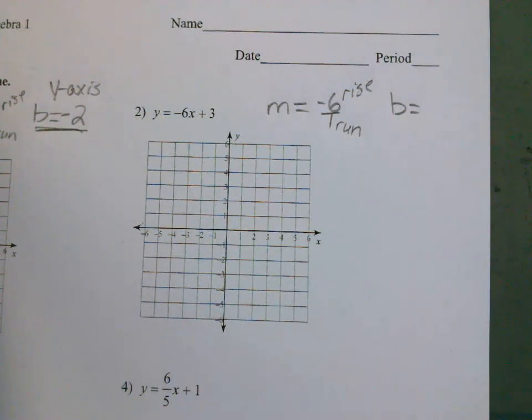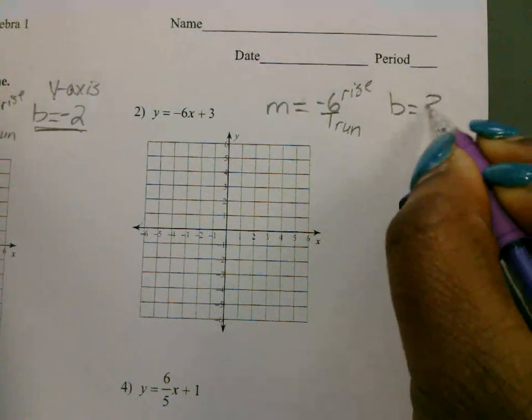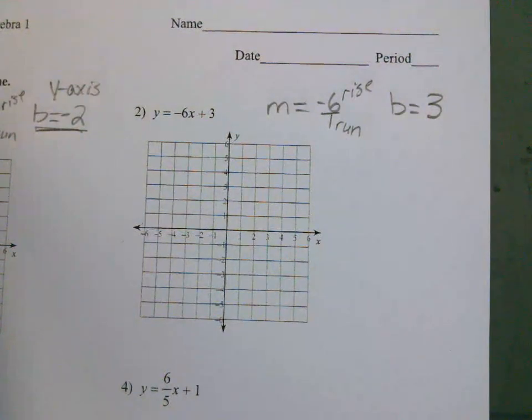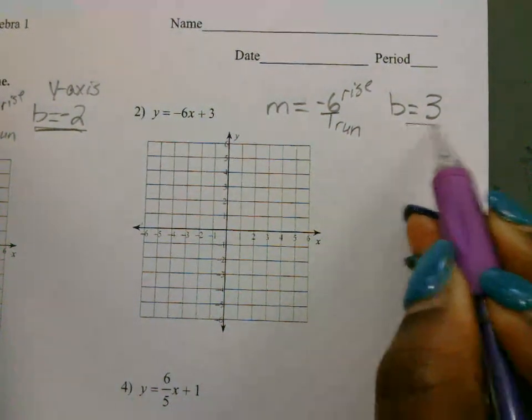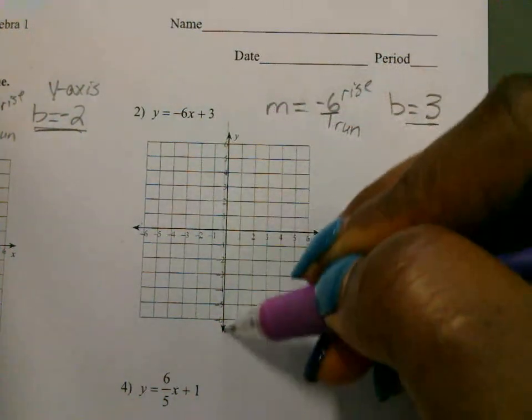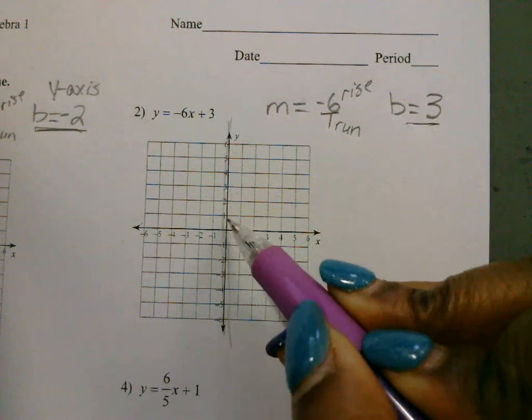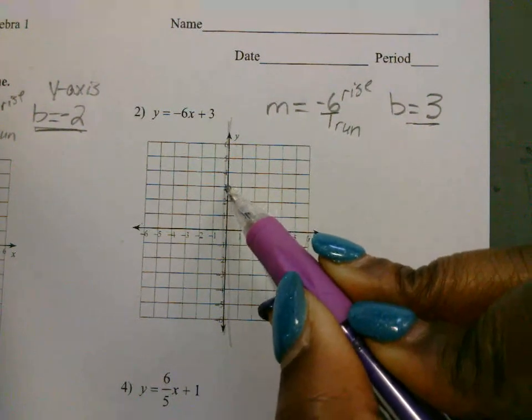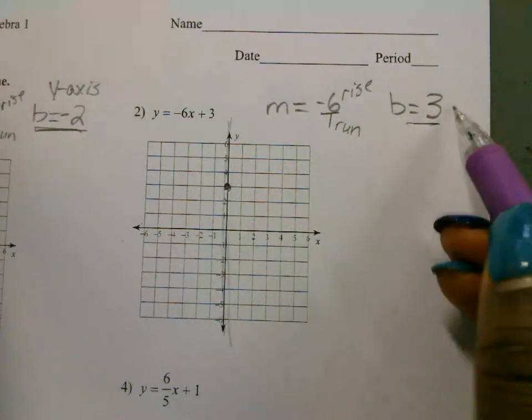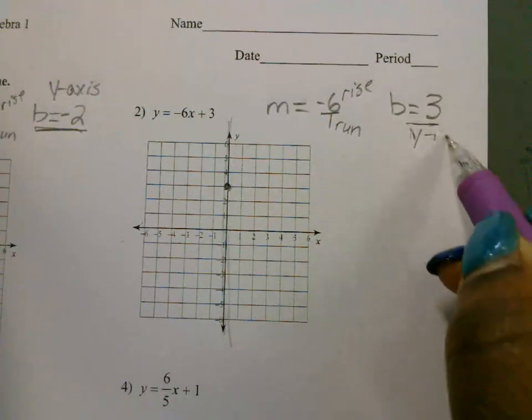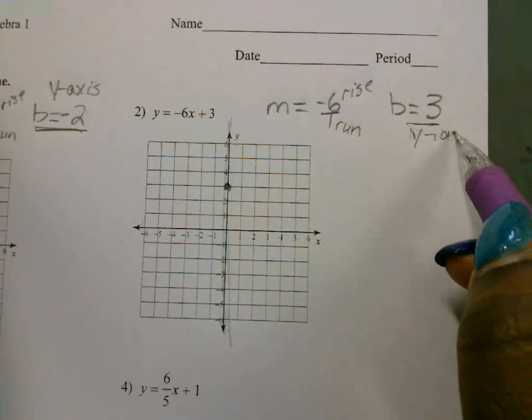Which one of those numbers is B? 3. Positive 3. Now I'm going to find positive 3 on the y-axis. This is the y-axis. Positive 3 is up 1, 2, 3 from the origin. This is positive 3. Graph your B on the y-axis.